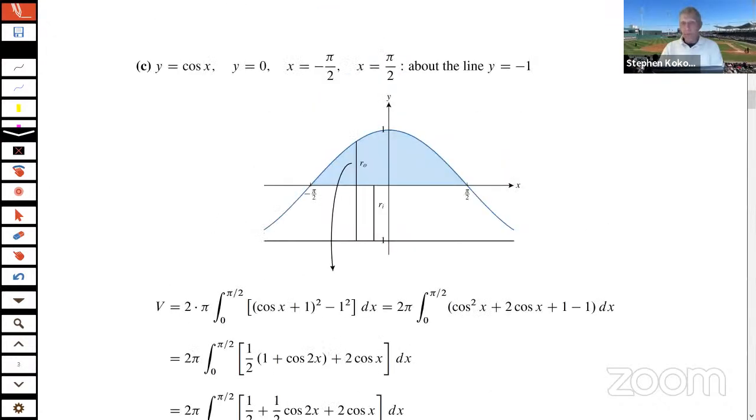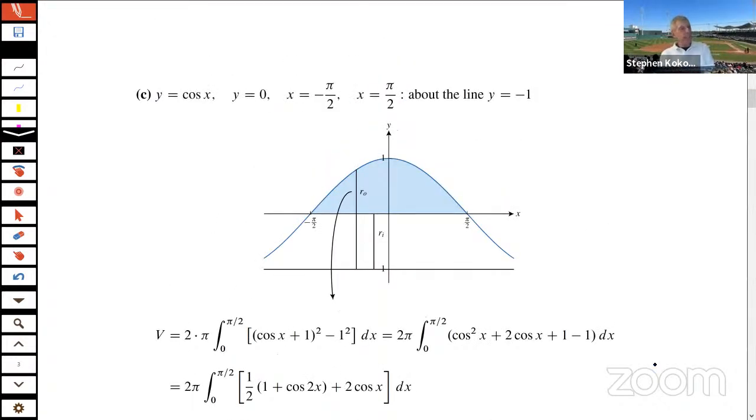Okay. Well, let's try this one, Curtis. Let's see if we can do part C. So here the curve is y equal to cosine of x, kind of a familiar one, bounded by y equal to cosine of x, y equals 0, between minus pi over 2 and plus pi over 2. But this time we want to revolve this region about the line y equal -1.